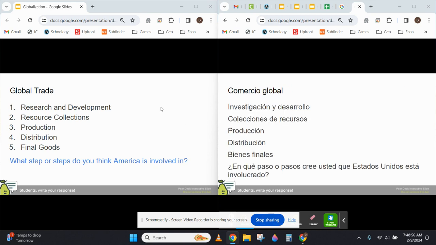Today, we're going to look at how global trade goes for a product, how it goes step by step. And we're going to look at essentially 5 steps: research and development, collecting of resources, production, distribution, and then the final selling of the product.